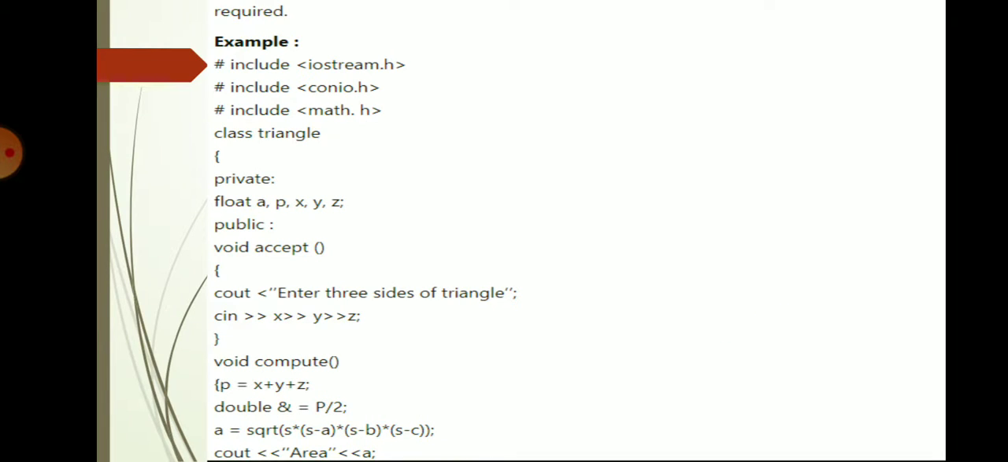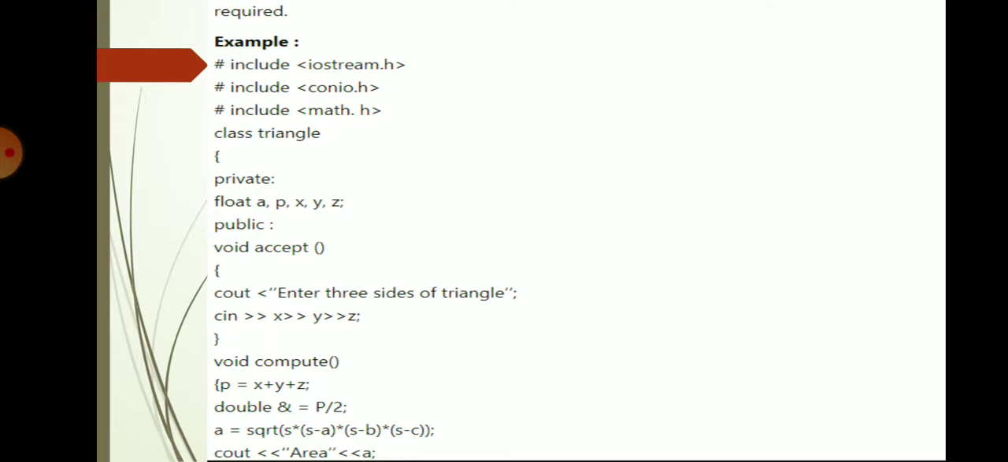Then the required example: #include <iostream.h>, #include <conio.h>, #include <math.h>. These are the header files. Then class triangle, this is the class declaration. Open curly bracket, private: float a, p, x, y, z; semicolon. Float is a built-in data type.